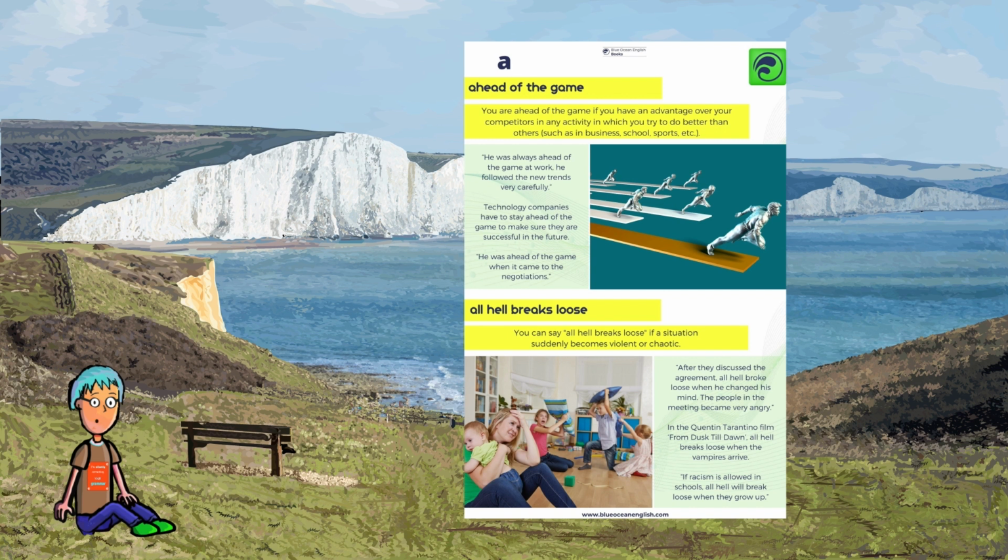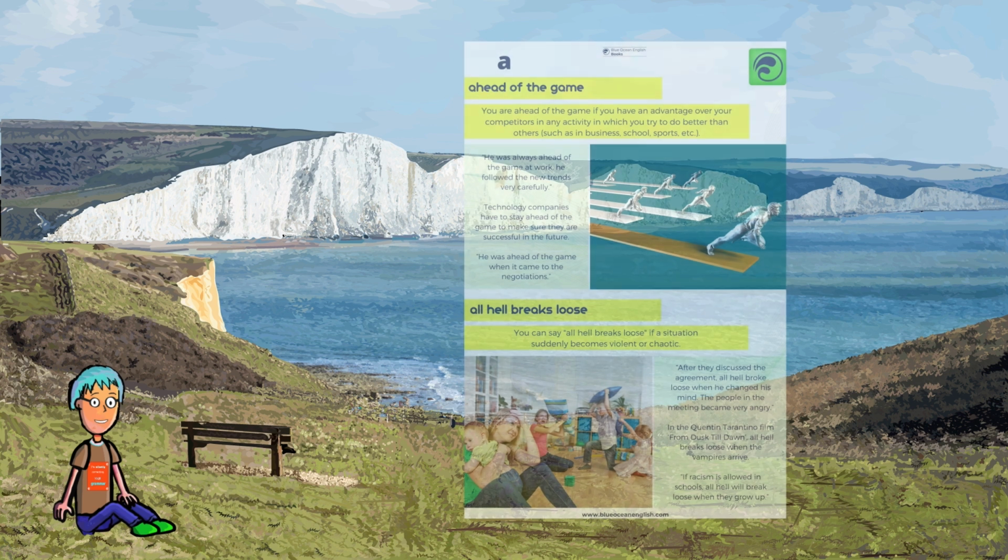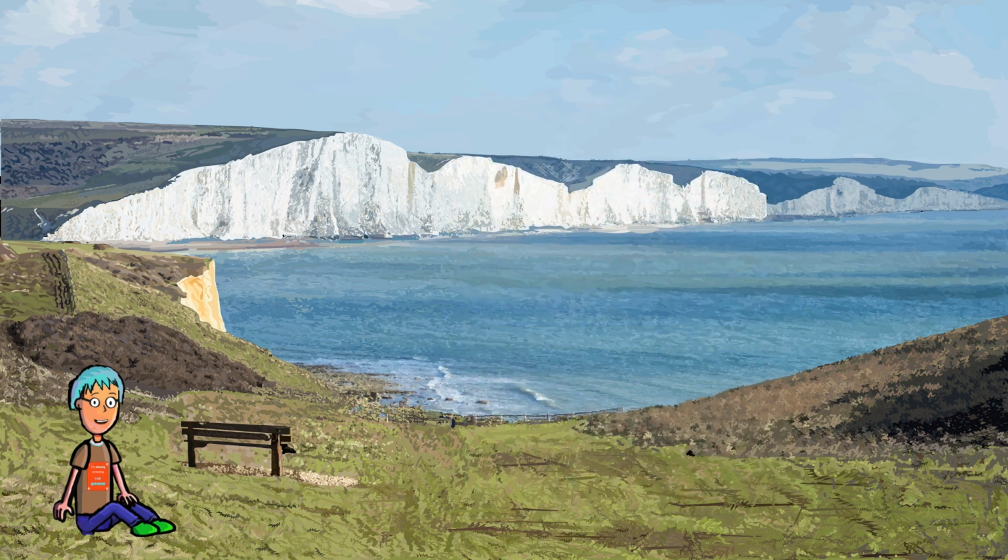And the third example, if racism is allowed in schools, all hell will break loose when they grow up. So the idea here is if you allow very, very bad behavior in schools, when these children become adults, they will behave even worse. Their behavior will be completely crazy.